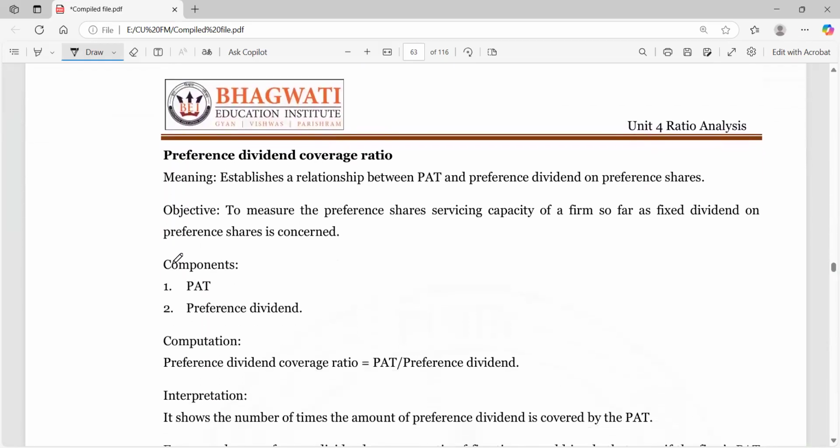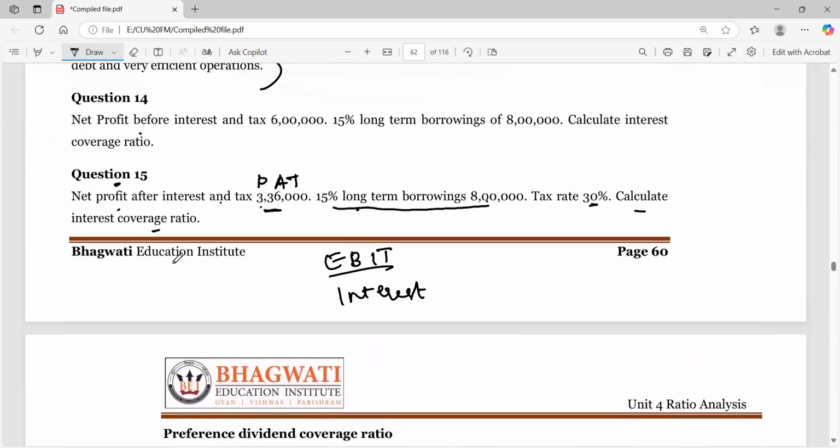Now, listen, next ratio is, before that, is interest coverage ratio clear to everyone? Any doubt? Next ratio is preference dividend coverage ratio. What could be the formula for this? You tell. Profit after tax divided by preference dividend. That's all. Why are we taking profit after tax in the numerator? Because preference dividends are paid out of profit after tax. Interest is paid out of EBIT. So that is the difference. Did you all understand why we are using this formula?